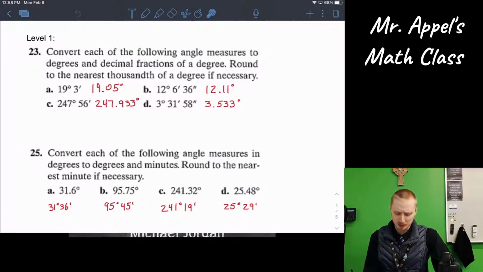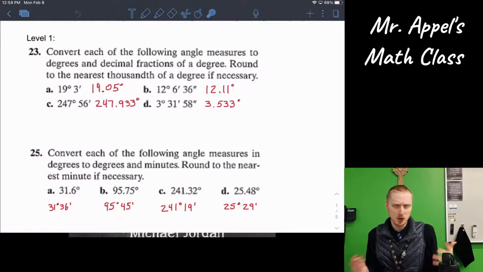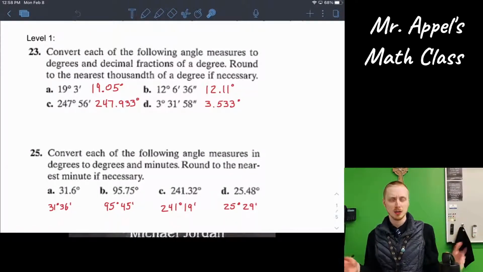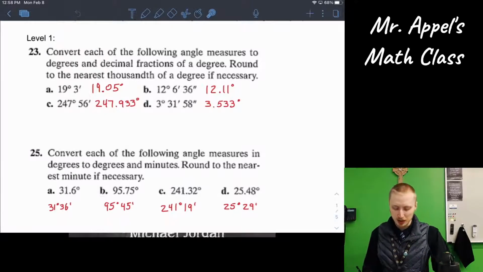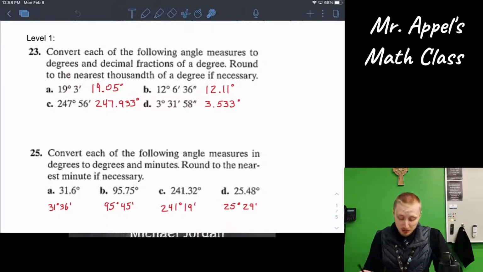You shouldn't be questioning, wait, convert units? I have no idea how to do that. Where do I even begin? You already know how to convert units. You've been doing that a lot. This specific one may be new to you, right? Degrees and minutes to decimals of degrees. Maybe you've never used the minute-second system.